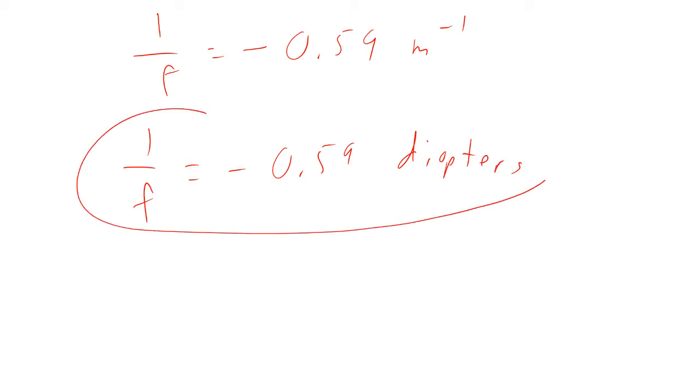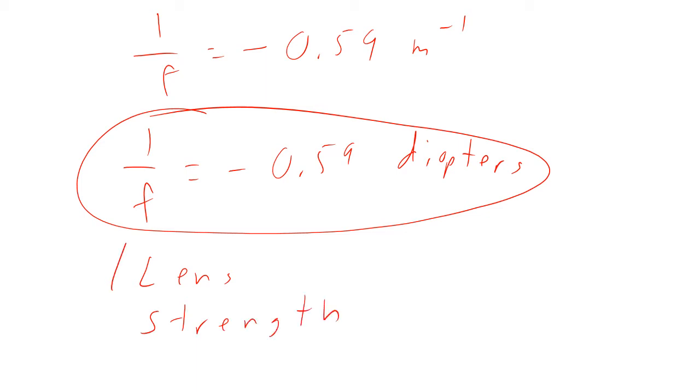A diopter is an inverse meter. And so we normally talk about the strength of a lens, 1 over f, in diopters. So if you go to the doctor's office, ophthalmologist or optician, and they want to prescribe glasses to you, that's what they would do.